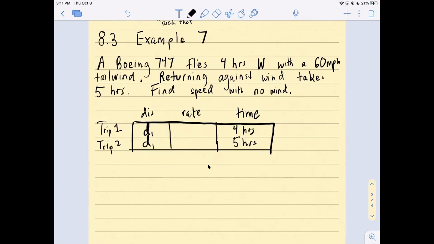So we don't know the rate of the plane, and that's what we want to find, the speed with no wind. So let R equal the rate of the plane, or the speed of the plane without wind. What can I plug in for the rate that the plane is traveling at for trip 1? What will be a nice expression there?